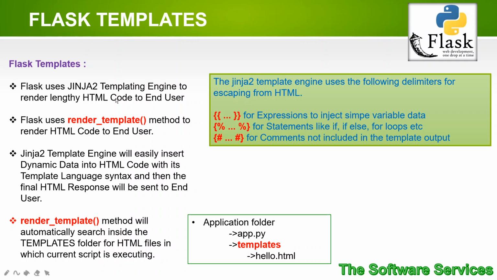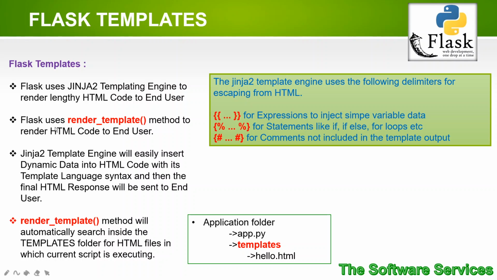So every framework uses its own templating engine, friends. In Flask, Flask uses the Jinja 2 templating engine to render lengthy HTML code to the end user, right? So this line is important. For rendering the lengthy big HTML codes to the end user, we will typically go for a templating engine, right? So how will it accomplish that task?